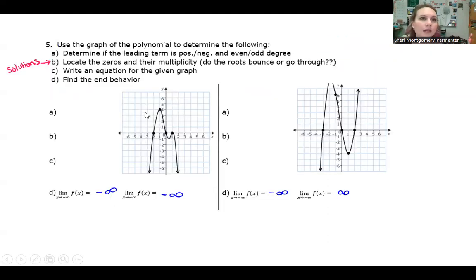So from the graph, can we figure out these things? Well, we already found the end behavior. We already did that. So part A, it says determine if the leading term is positive or negative, and if it would be even or odd. So for the first one, is it positive or negative? Negative, because it points down. They are pointing in the same direction. So is that even or odd? Even.